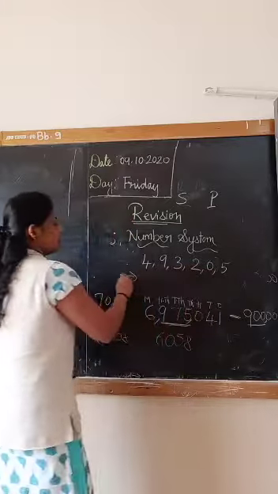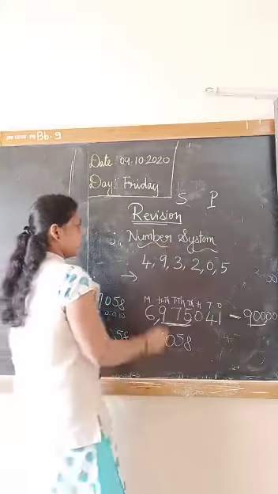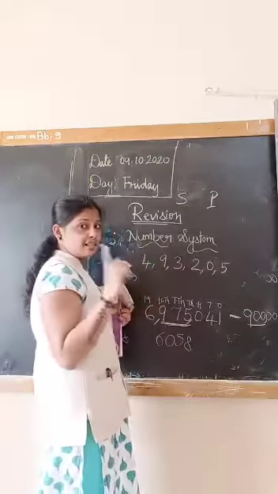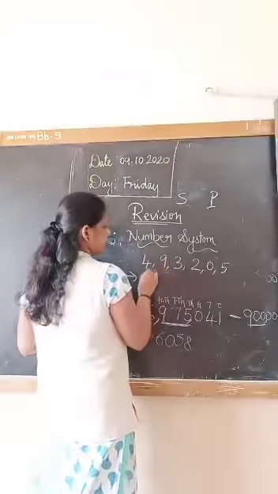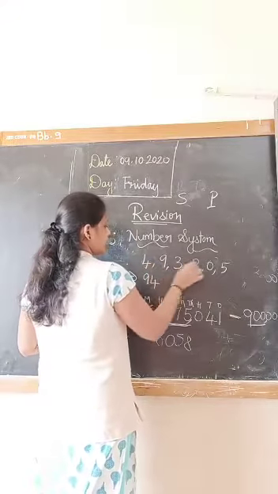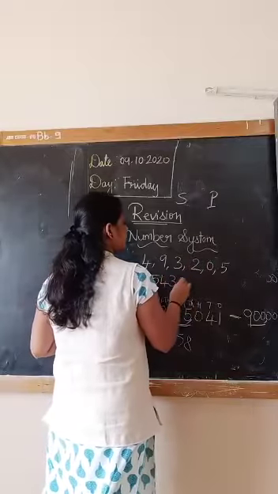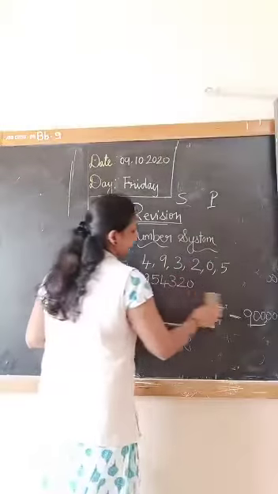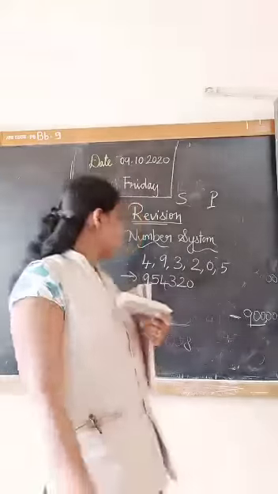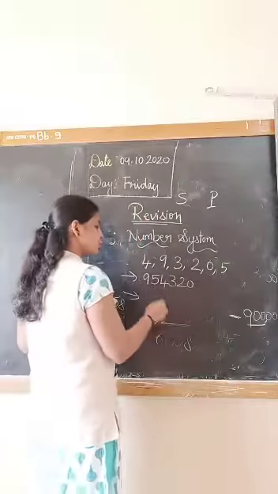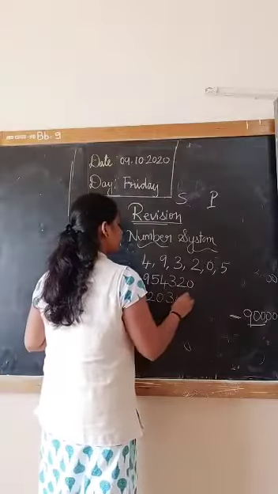Now if I ask you to frame the greatest 6-digit number using these digits. Greatest means the biggest number. So, you have to write it from the beginning: 9, then 5, 4, 3, 2, 0. Now this is the greatest number you can frame. And if it is the smallest number, you have to write from the smallest. But because there is a 0, the 0 should be written in the second place. So 2 will come, then 0, 3, 4, 5, 9.